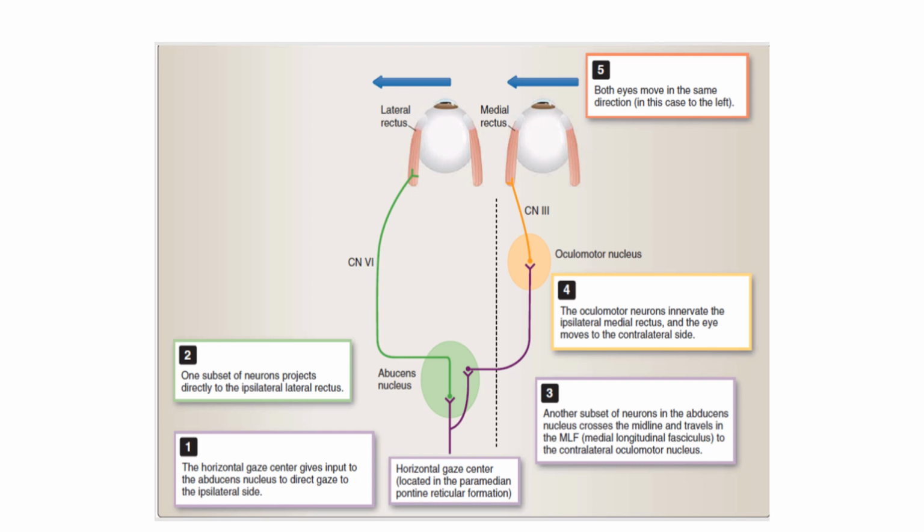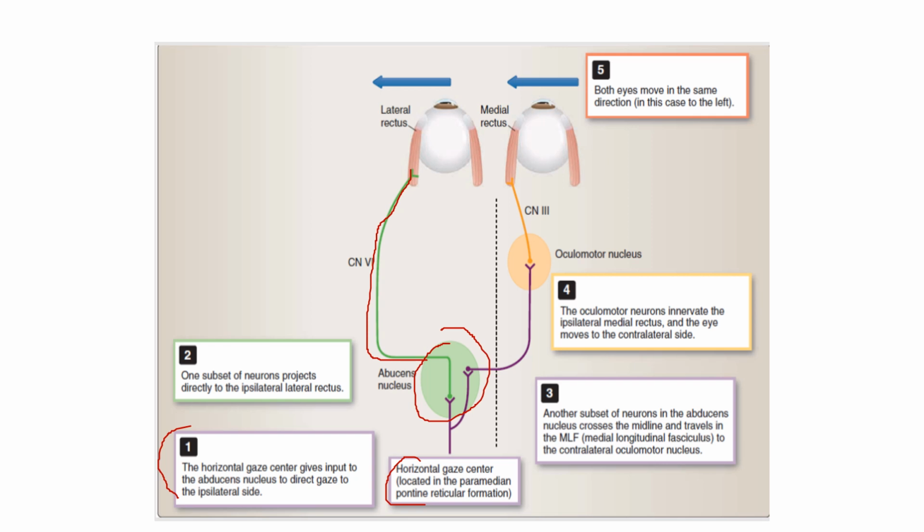And we can see this picture here that we've gone through a bunch of times. So the idea is repetition here, right? So horizontal gaze center gives input into the abducens nucleus to direct gaze to the ipsilateral side, so to the same side. Number 2, one subset of neurons projects directly to the ipsilateral lateral rectus. So we have our lateral rectus here, so cranial nerve 6. Abducens nucleus here. We can see our horizontal gaze center right here, located in that PPRF.